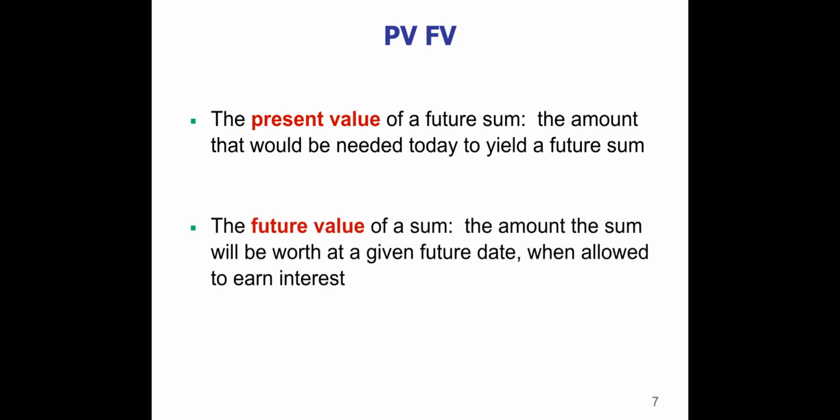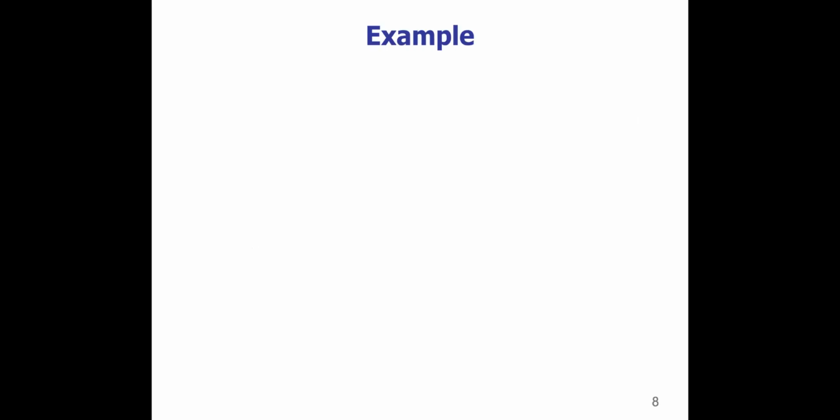And the future value of a sum is the amount the sum would be worth at a future date after it's been allowed to earn interest over a period of time. So let's do an example. Let's say you deposit $100 into the bank. The bank is currently paying 5% interest. Now that interest is compounded. So compounded means that when you add interest one year, and then the next year you earn the 5% interest on the $105. And then it continues to compound over time.